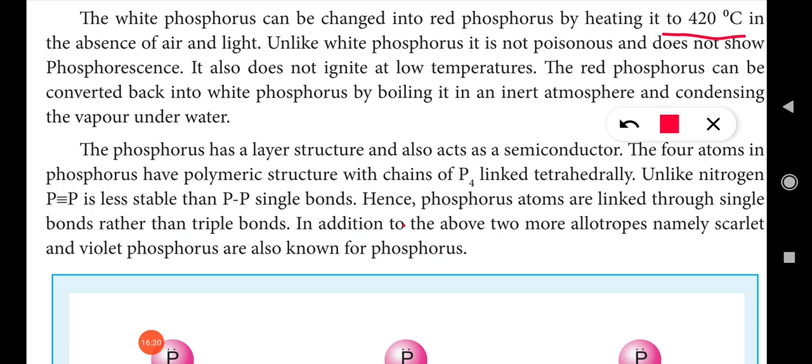Red phosphorus can be converted back into white phosphorus by boiling it in an inert atmosphere and condensing the vapor under water. So red phosphorus can be converted back into white phosphorus by boiling it in an inert atmosphere.